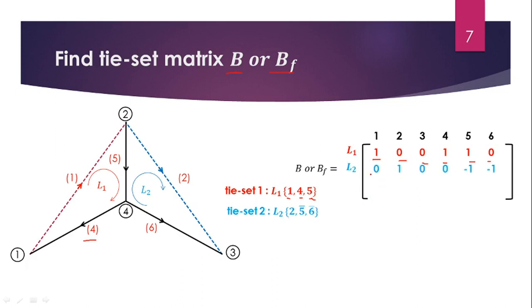So for L2 we are getting 0 for branch 1, since branch 1 is not part of this loop. Branch 2 has the same direction. Branch 3 and branch 4 are not part of this loop. Branch 5 and branch 6 are opposite in direction.